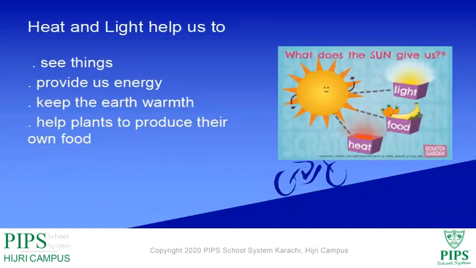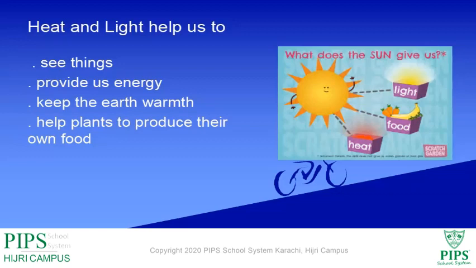Heat and light help us to see things, provide us energy, keep the earth warm, and help plants to produce their own food. For example, what does the sun give us? Yes, the sun gives us the light, food and the heat. If there is no sun, there is no light, there is no food to grow and there is no heat to keep earth warm. You can see now there is a winter season as well. So if there is no sun, we cannot survive in the too much cold.